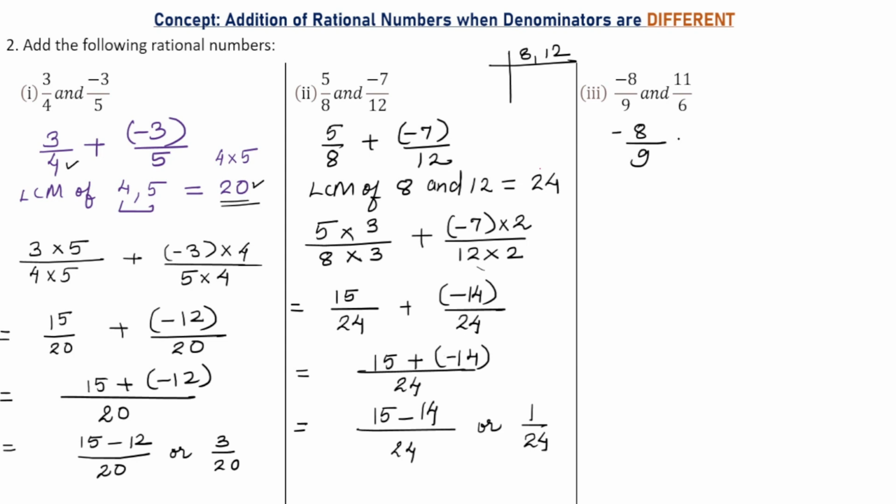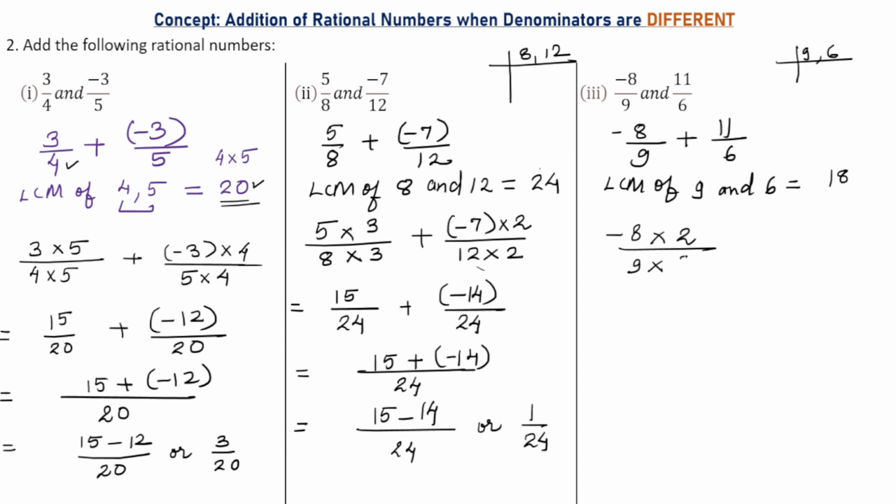Minus 8 by 9 is to be added with 11 by 6. Take the LCM of the denominators. So LCM of 9 and 6 will be equal to 18. Again, you can calculate the LCM by using the division method. Take the first rational number minus 8 by 9 and multiply both numerator and denominator by 2, as 2 into 9 is 18. Likewise, take the second rational number, multiply both numerator and denominator by 3, as 6 into 3 is 18.